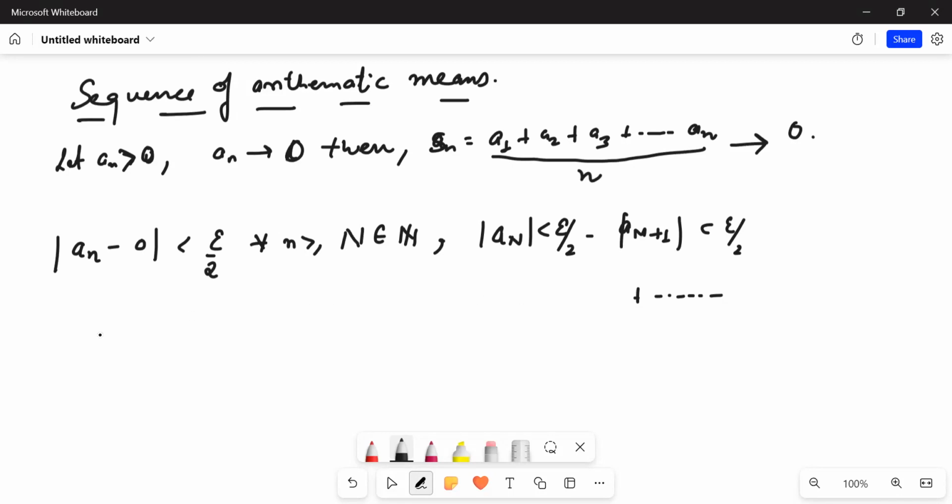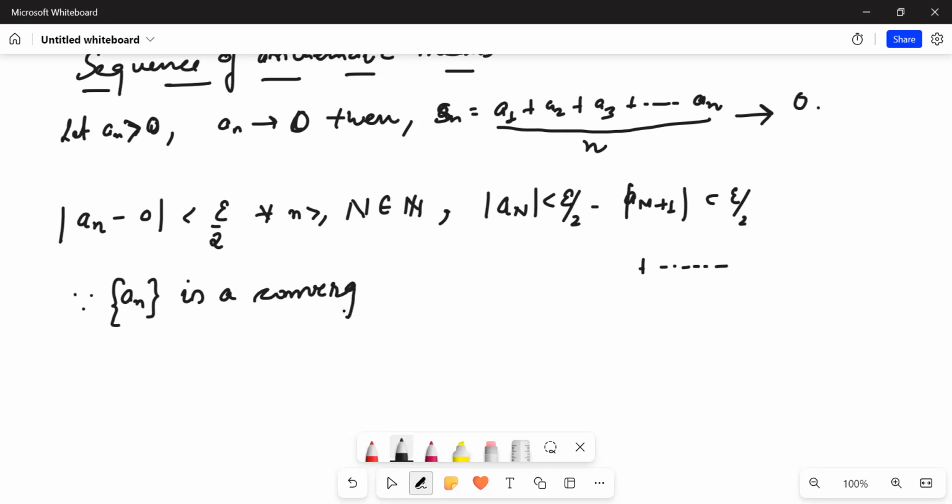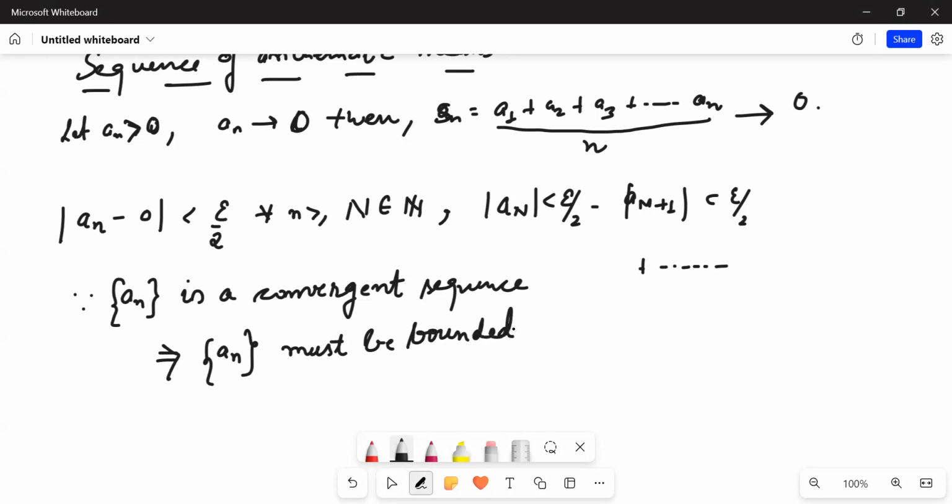Now, what I'll do, also understand that since an is a convergent sequence, it implies that an must be bounded. And if an is bounded, it implies that the modulus of an can be written as less than M for all n belonging to the naturals.